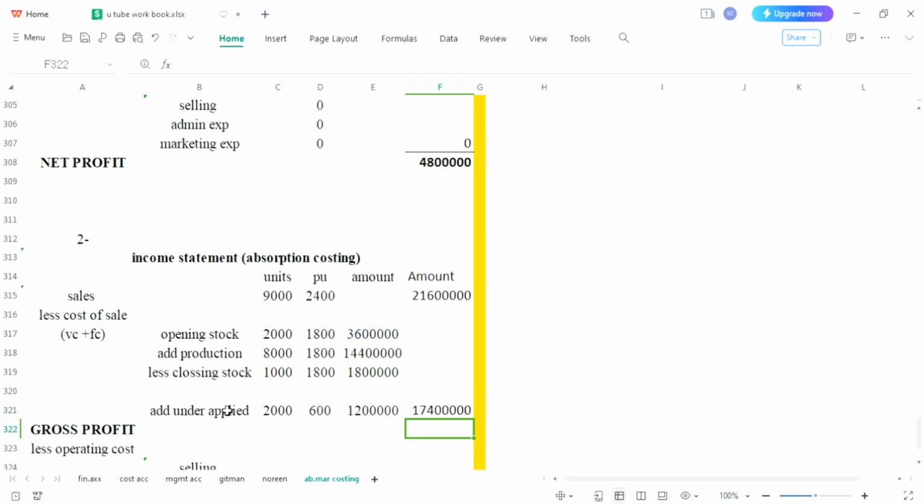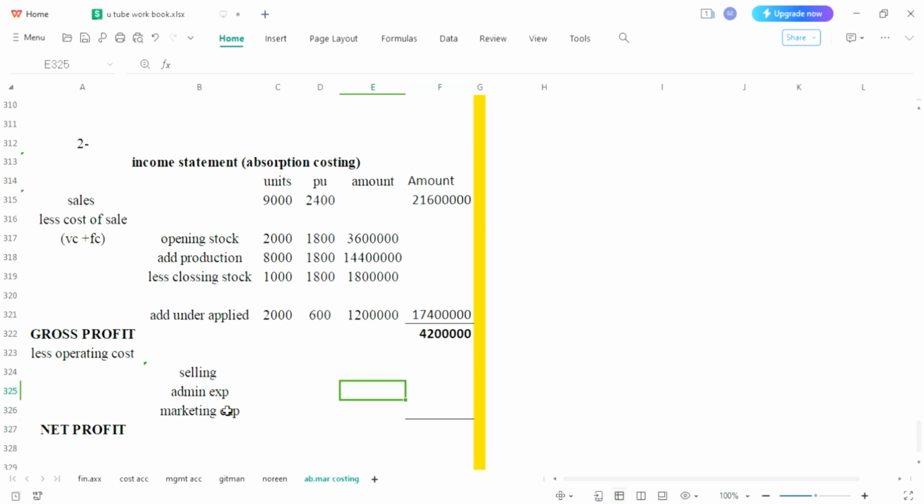After calculation of total cost, we are ready to calculate gross profit, which is the difference between cost of sale and sales. Amount of sale is 2160. Okay, so 21 million 6 lakh. 21 million 6 lakh is the amount, and then you will subtract your cost, which is 1740. So we have got our gross profit, and you can see that in this question there is no selling, admin or marketing. Total operating cost would also be 0.